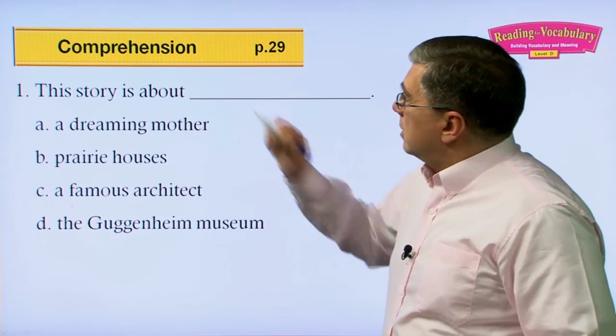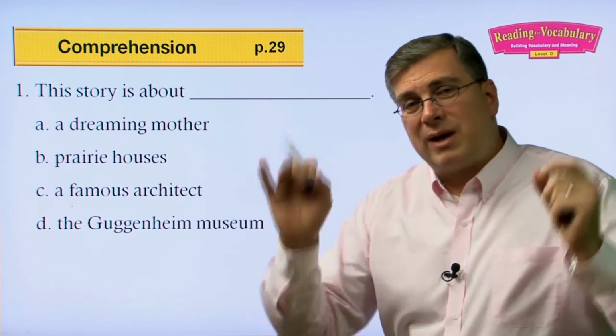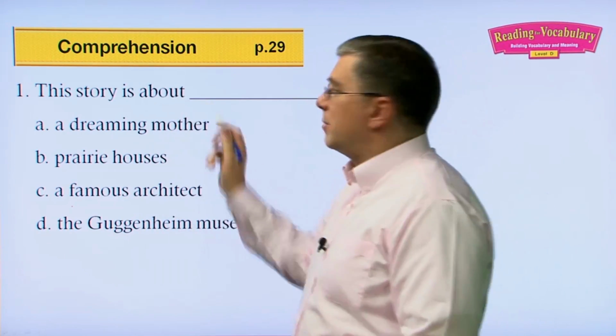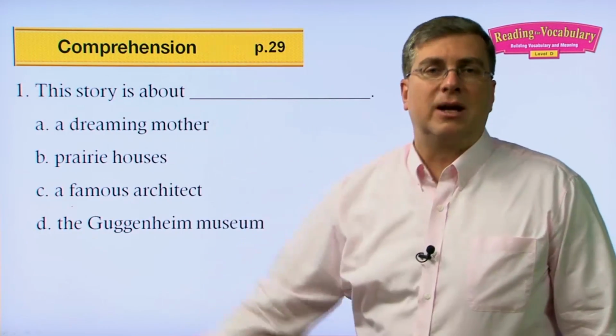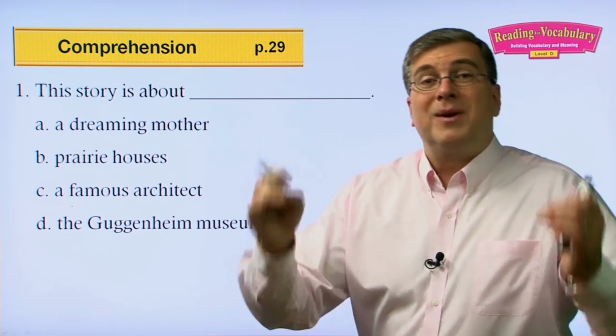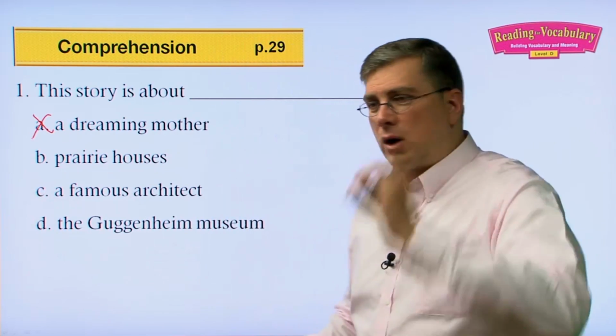Okay, let's take a look at the reading comprehension. Again, our first question is always about what is the main topic of the reading passage. This story is about what? A dreaming mother, a mother who dreams big for her son. Yeah, we talked about that. That was in the beginning of the story, but that's not the main topic, right? It's not the main topic. That was just a small part of the story.